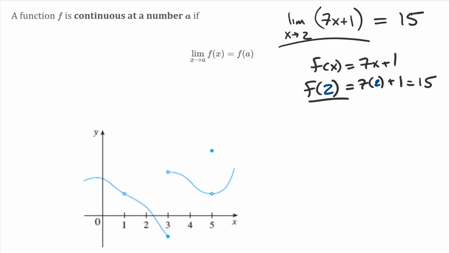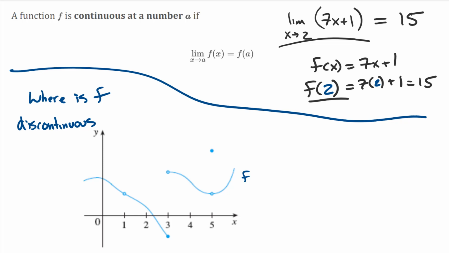Let's find out where f is discontinuous. Now this is not the graph of 7x plus 1. I hope you know that, right? Yeah, okay, never mind. Moving on. So where is f discontinuous? No, stop. No need for calculus here. We'll jump back in a second.